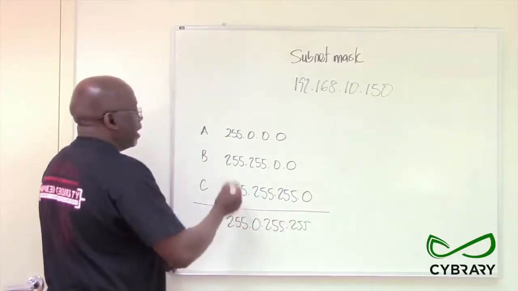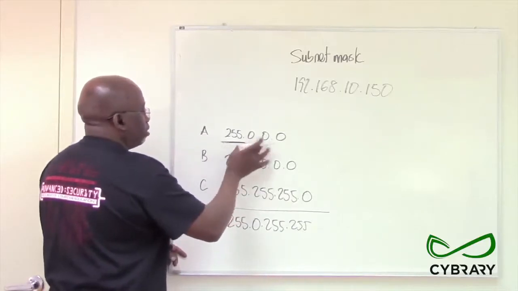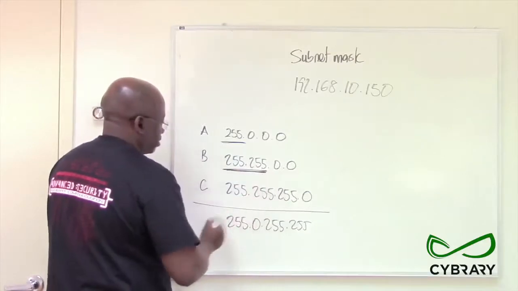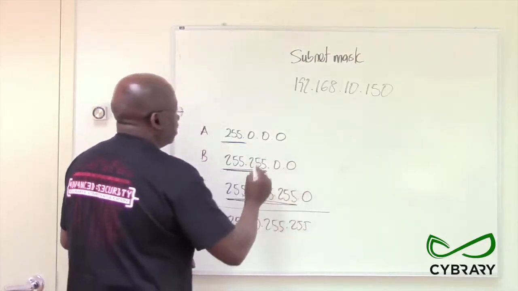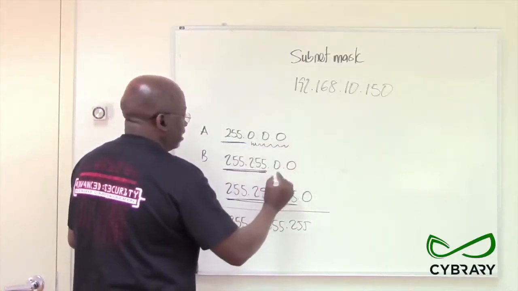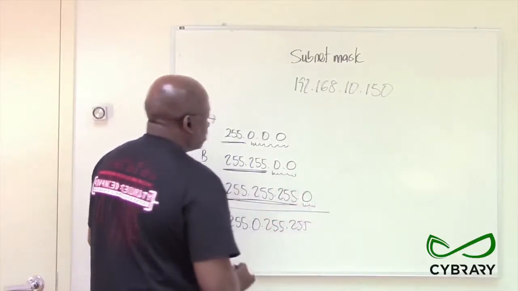So everywhere we have the 255, that constitutes the network portion of that address. And everywhere you have the 0, that is, I'll give it a wavy sign, the host ID, the host ID.